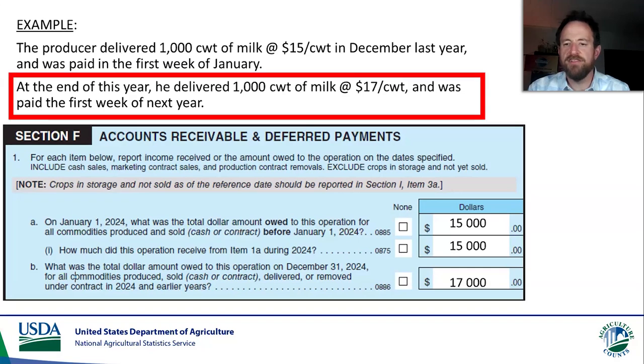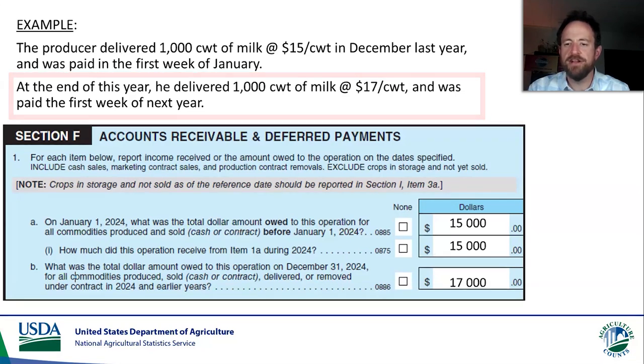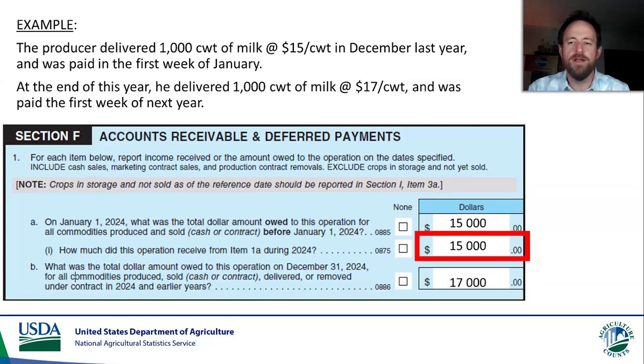At the end of our reference year, he delivered 1,000 hundredweight of milk at $17 per hundredweight and was paid in the first week of the new year. So he was owed $17,000 on December 31st for milk sold during our reference year. Record $17,000 in 1B, the end of the year.